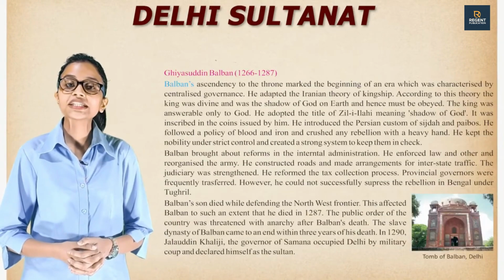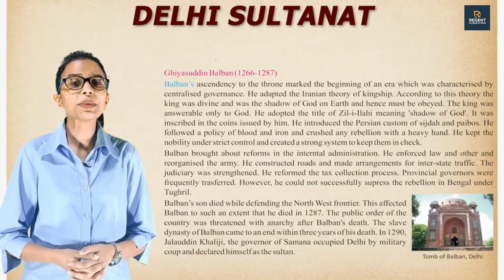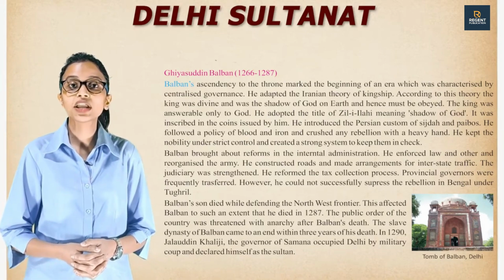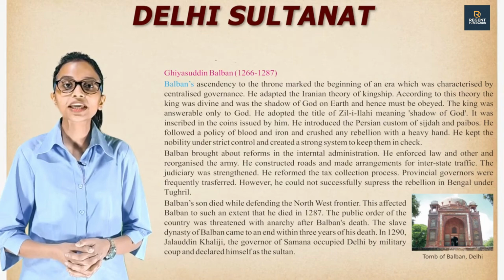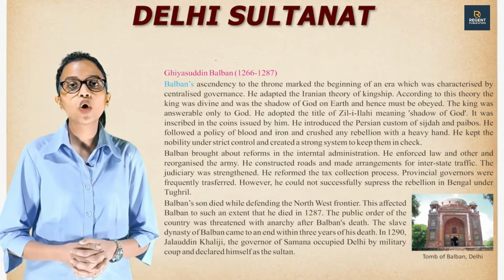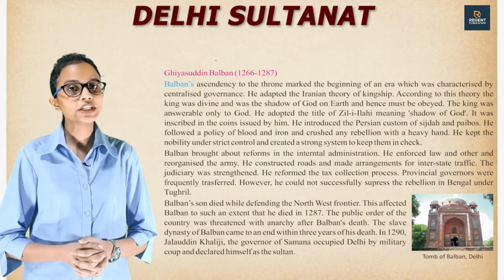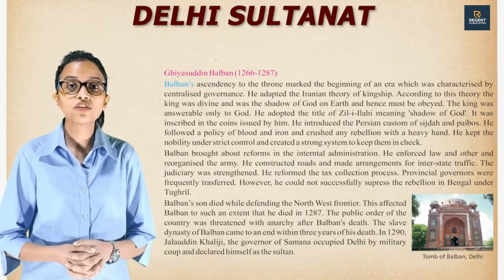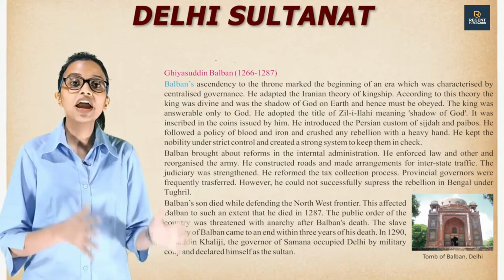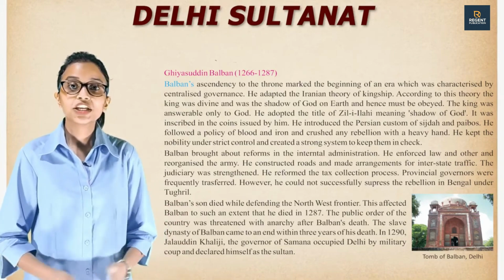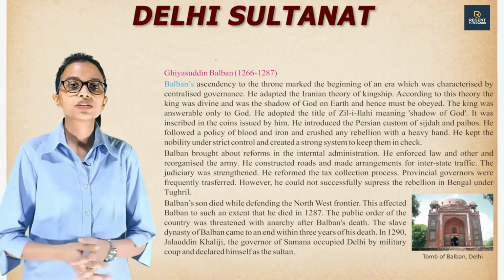Ghiyasuddin Balban 1266 to 1287. Balban's ascendancy to the throne marked the beginning of an era characterized by centralized governance. He adopted the Iranian theory of kingship. According to this theory, the king was divine and was the shadow of God on earth and hence must be obeyed. The king was answerable only to God. He adopted the title of Zil-e-Ilahi, meaning shadow of God. It was inscribed on the coins issued by him. He introduced the Persian custom of Sijda and Paibos.